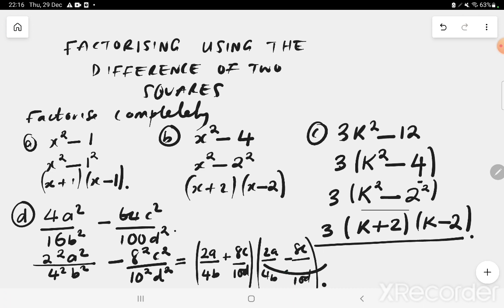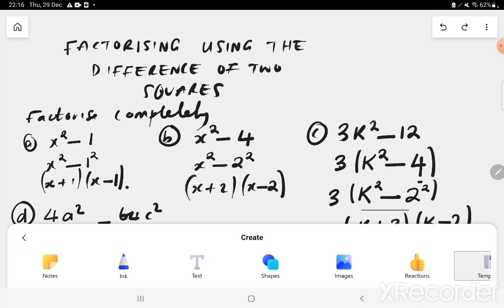All right. So let us also see now how we can simplify using this concept of the difference of 2 squares. Want to know how we can simplify?